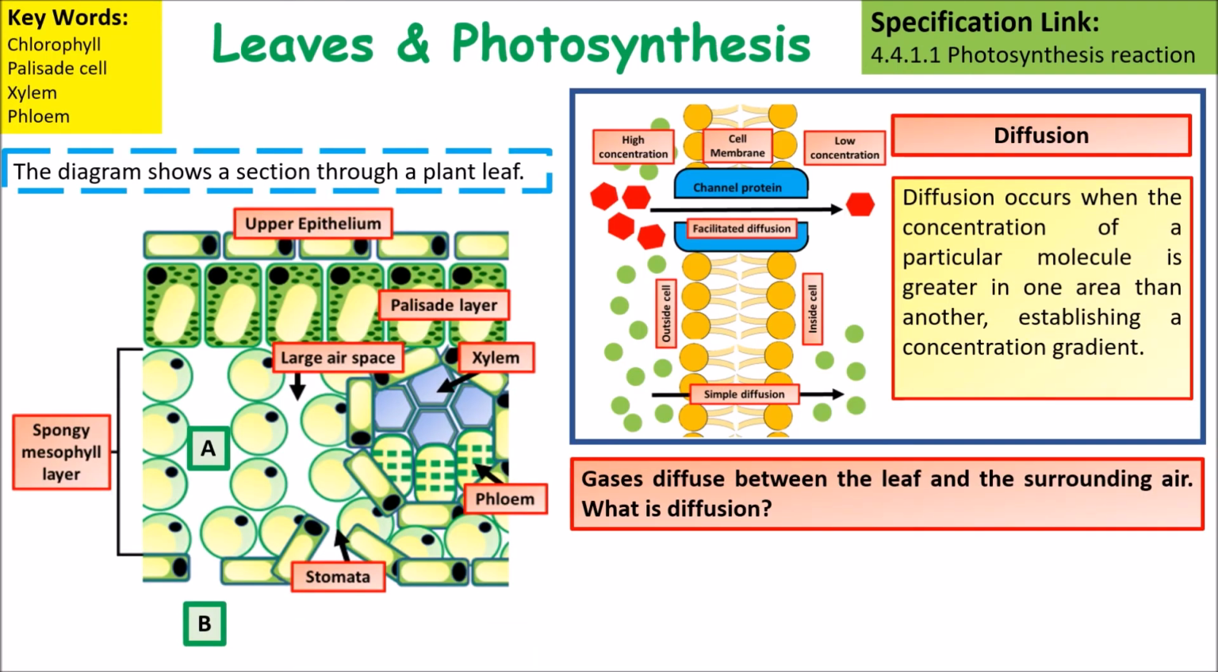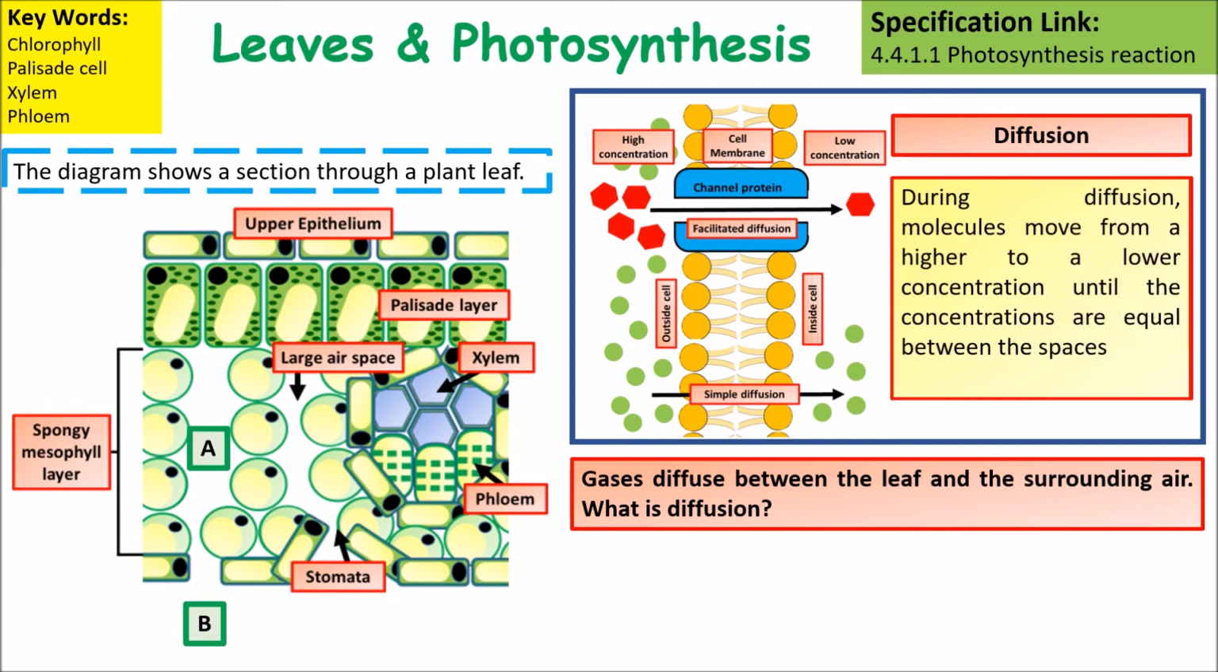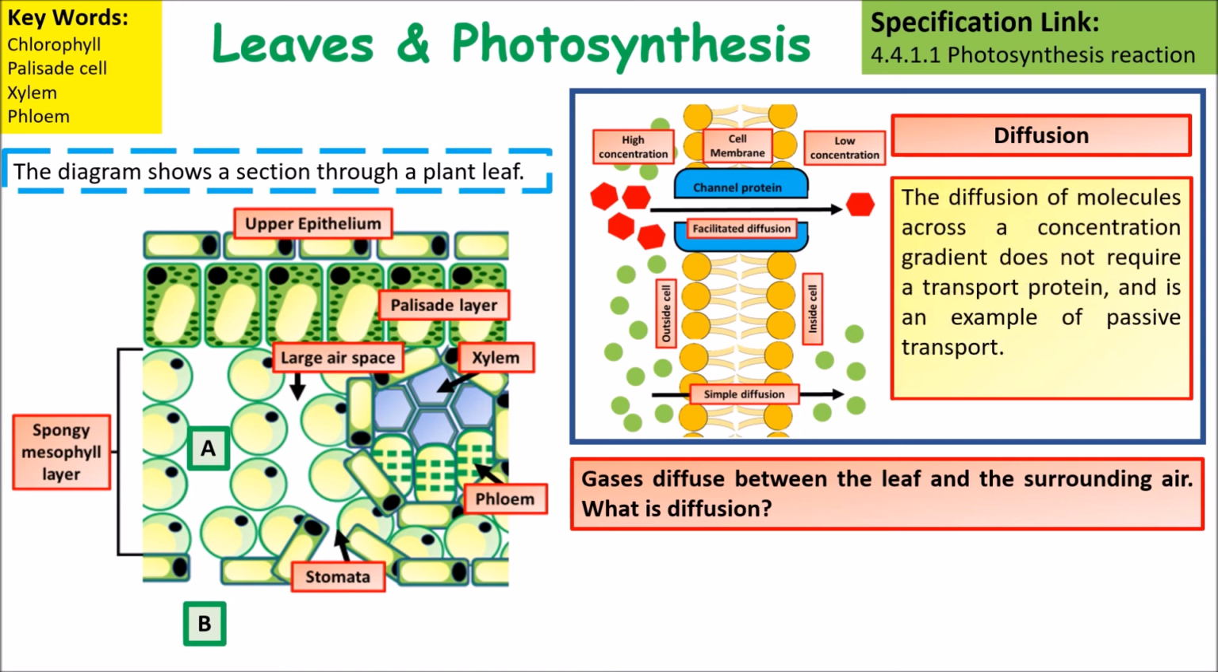If we consider all things happening in the leaf, we need to think about diffusion. Diffusion occurs when the concentration of a particular molecule is greater in one area than another, establishing a concentration gradient. During diffusion, molecules will move from a high to a lower concentration. The diffusion of molecules down the concentration gradient does not require any proteins and is a passive process.